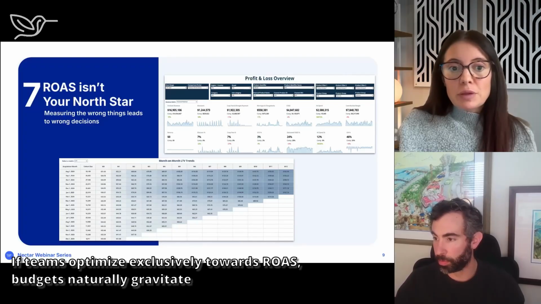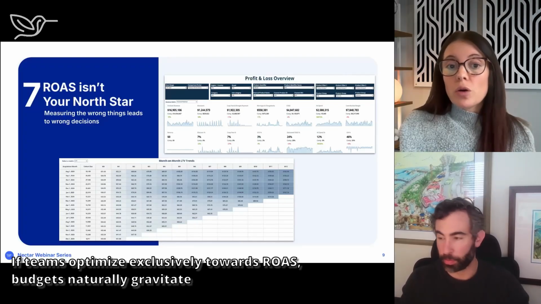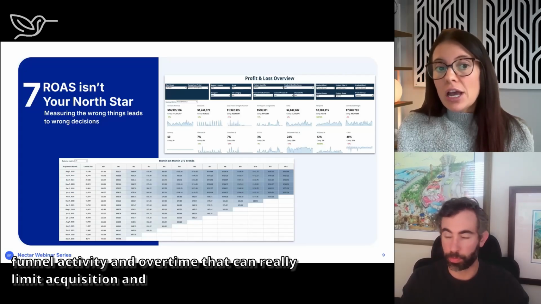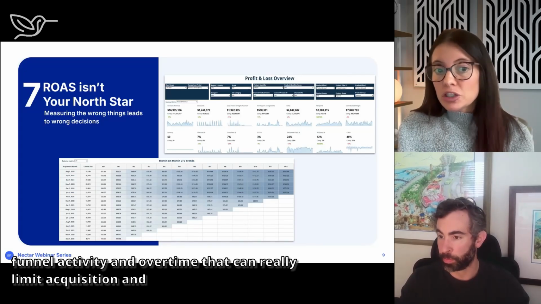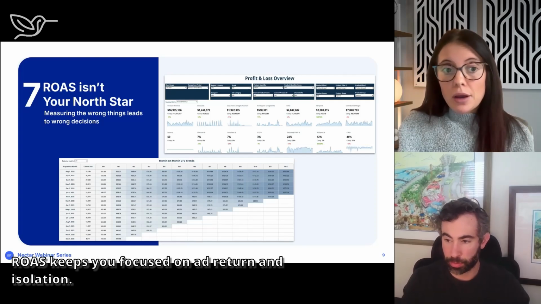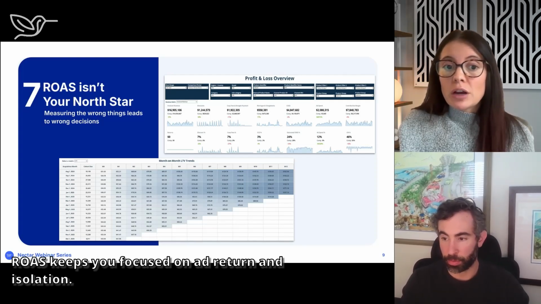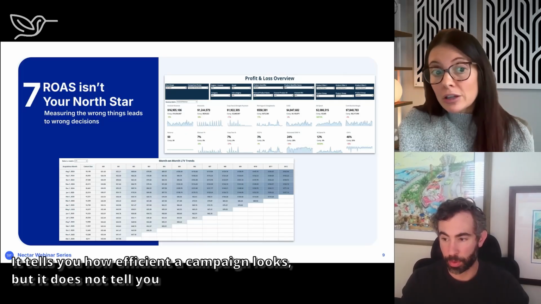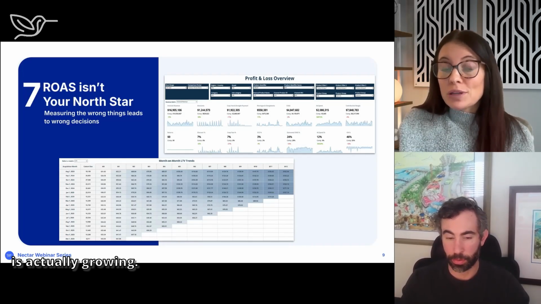If teams optimize exclusively towards ROAS, budgets naturally gravitate towards lower funnel activity, and over time that can really limit acquisition and category expansion. ROAS keeps you focused on ad return in isolation. It tells you how efficient a campaign looks, but it does not tell you whether the business is actually growing.